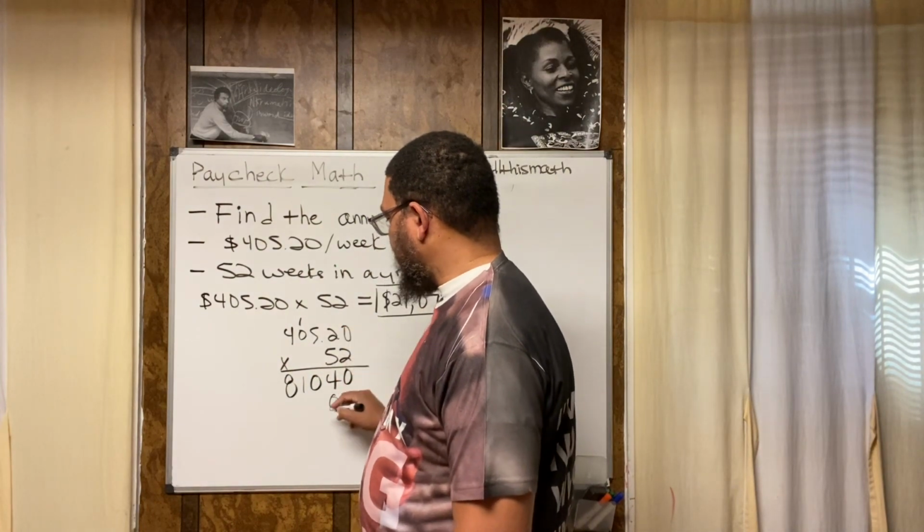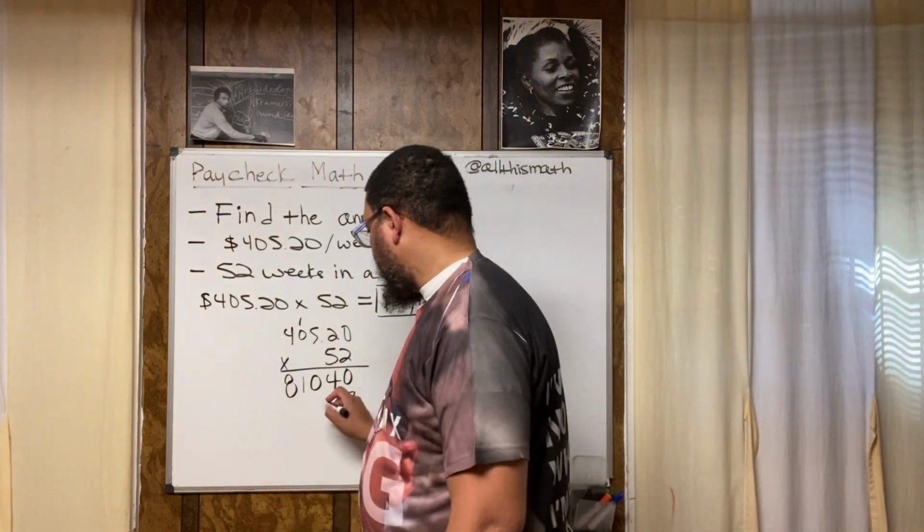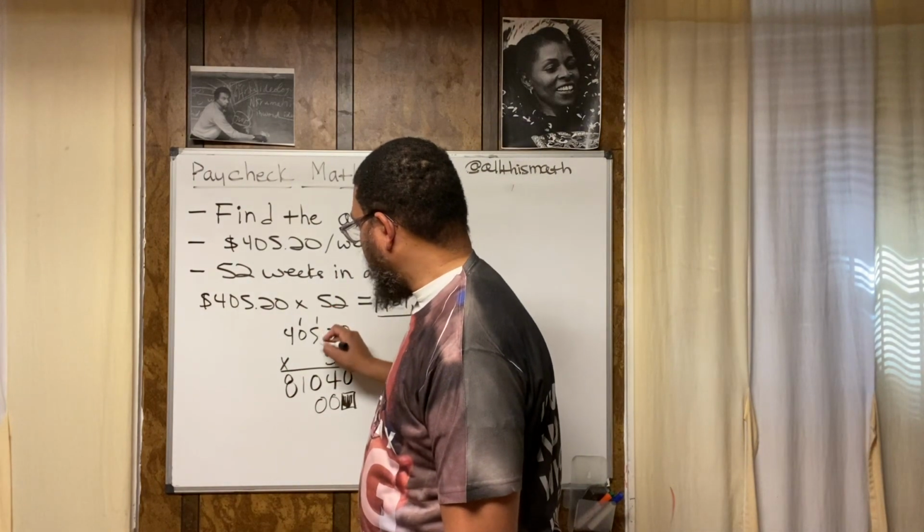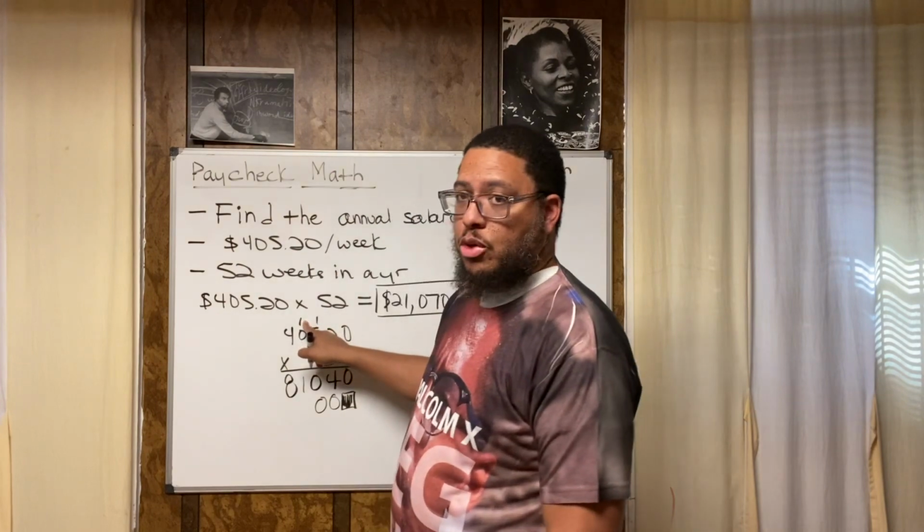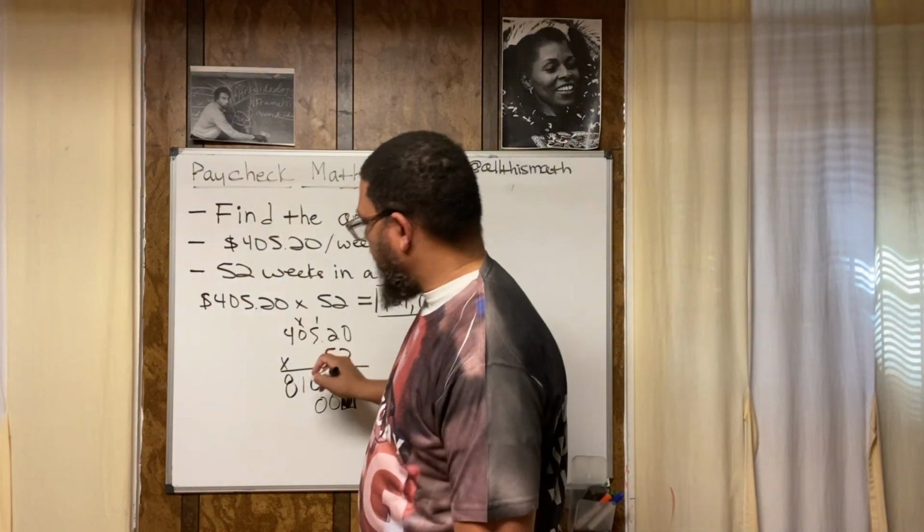5 times 2 is 10. Another 2-digit number. Put the 0 here. Carry the 1. Now let me do this. See this one right here? We used this already. I'm going to cross that out so I don't get confused.